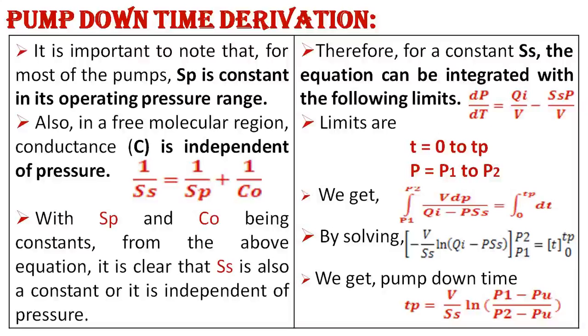By solving and putting in that value, you will get the pump down time, that is tp, is equal to V upon S ln. Put the values of P1 and P2. So P1 minus Pu, that is the ultimate pressure, upon P2 minus Pu. So you will get the pump down time.